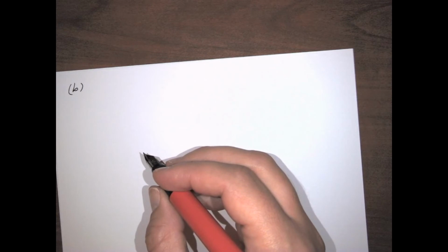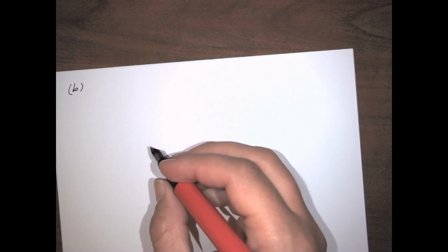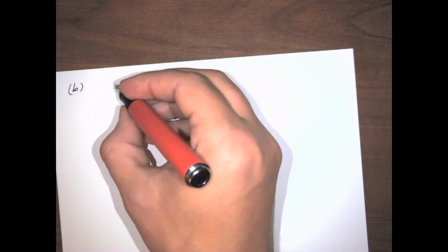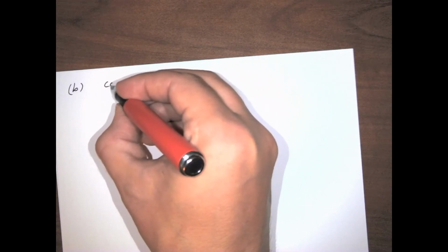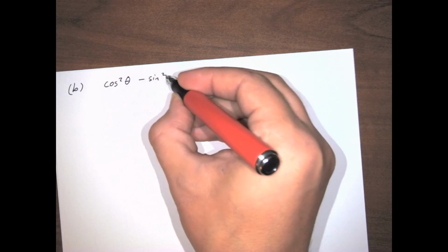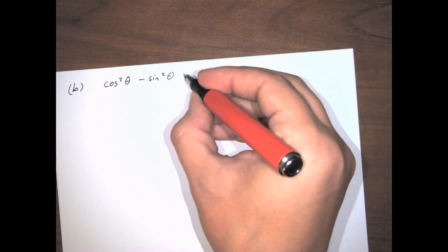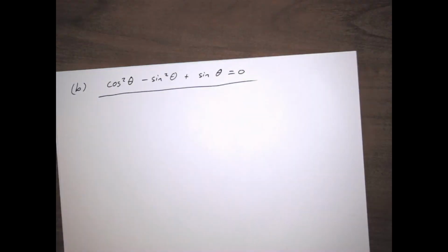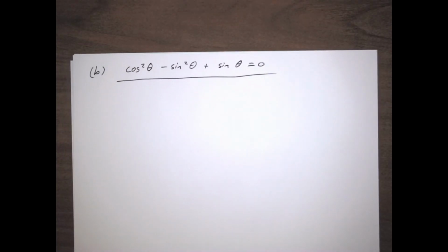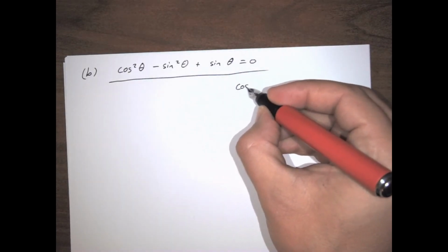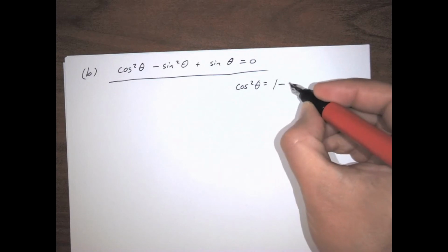So another variation on this same sort of theme might have us doing something like this. So let's say that we've got cosine squared theta minus sine squared theta plus sine theta equals 0. So here we've got both the sine and the cosine involved, but the cosine, the only time it appears, it's squared. So what we can use here is the fact that cosine squared theta is the same as 1 minus sine squared theta.